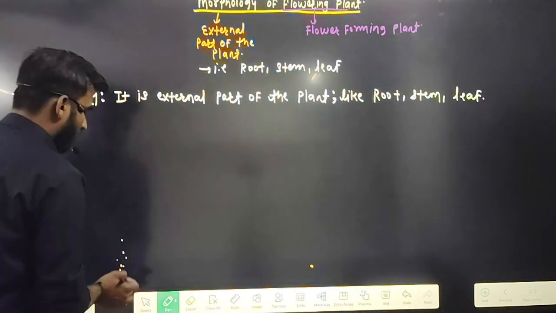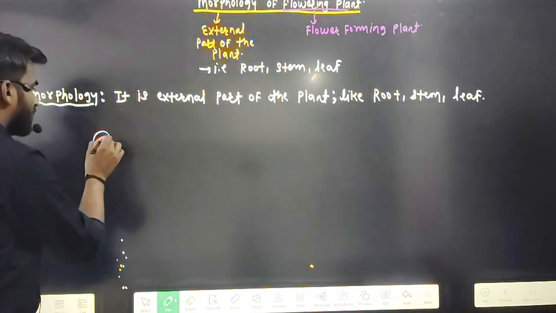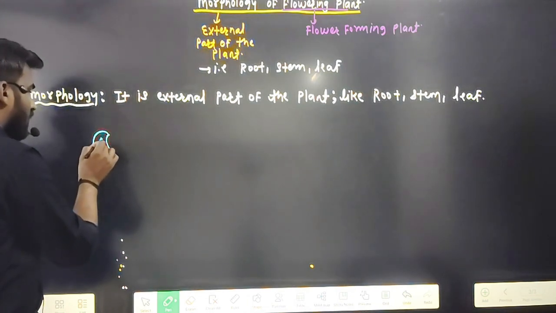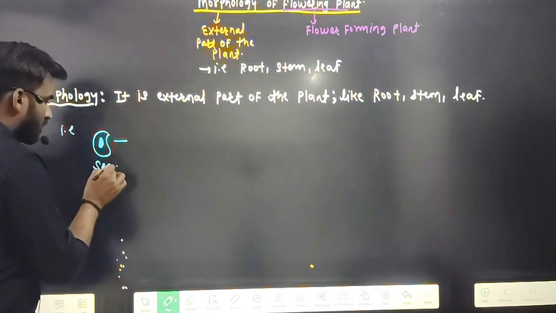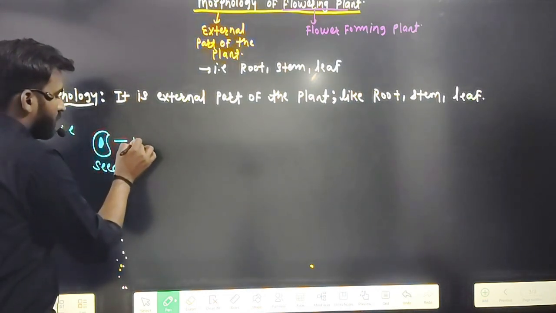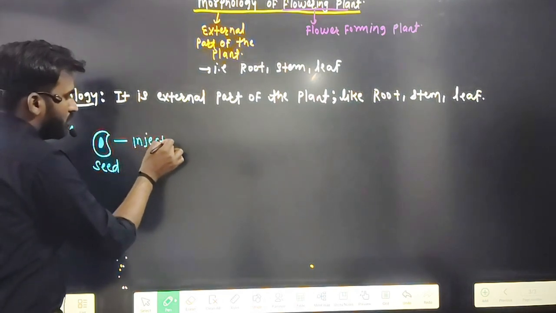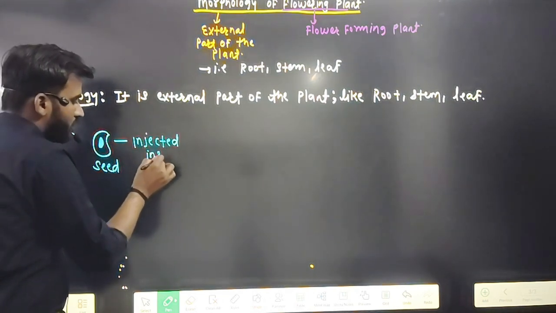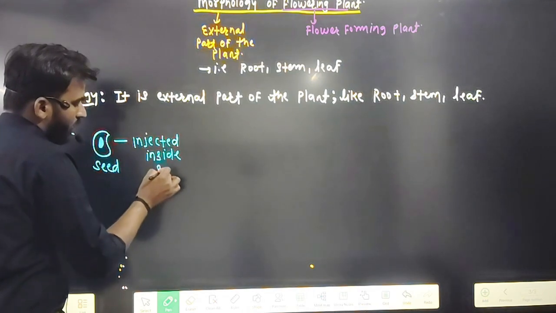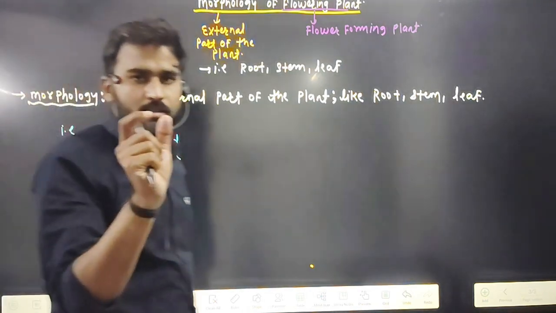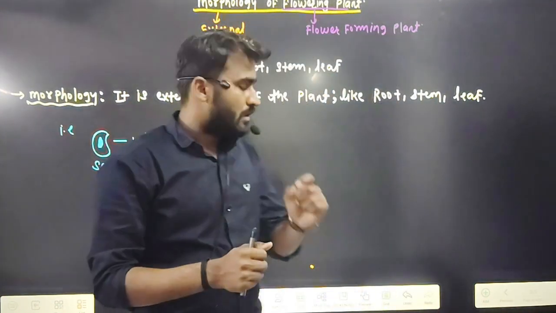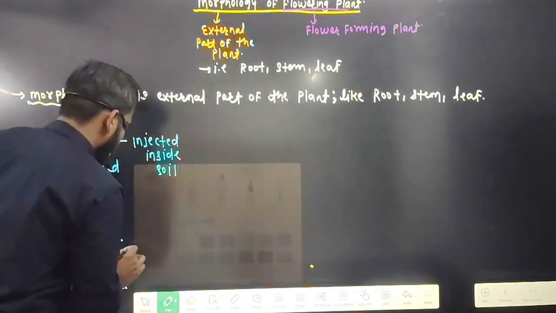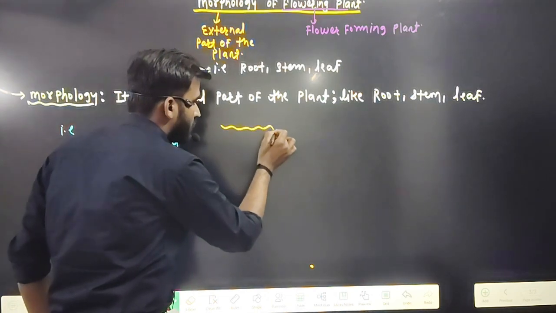Listen, we have one seed, doesn't matter which plant, but we have one seed right now. This seed is injected inside the soil. Okay, first of all we have one seed. This seed is put in the soil. After injecting, this is the soil layer.